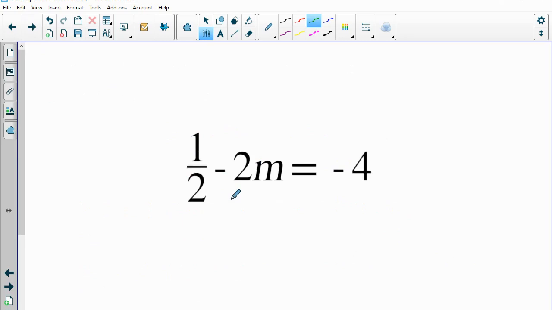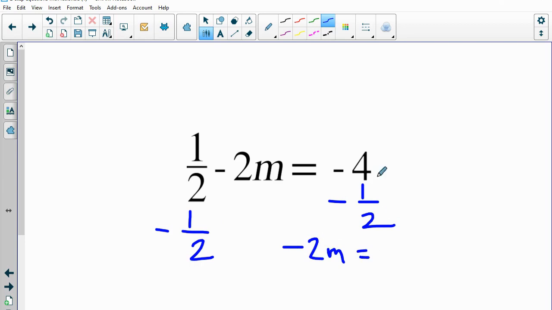All right, so here's our first problem. As you can see, it looks very similar to the ones we did in our Bell work. But in this case, we actually have a 1/2 out front here. So we're going to subtract 1/2 from both sides. And that will leave us with negative 2m equals, and negative 4 minus 1/2 equals negative 4 and 1/2.